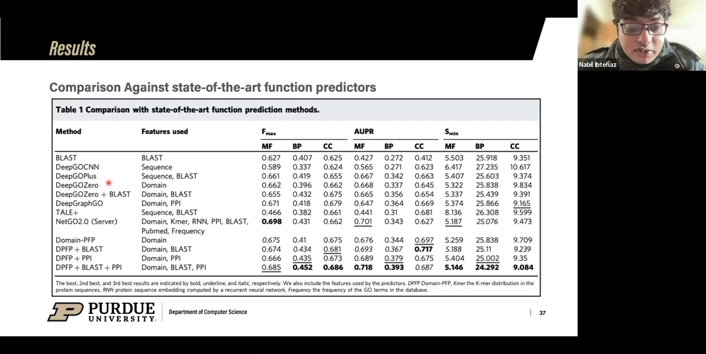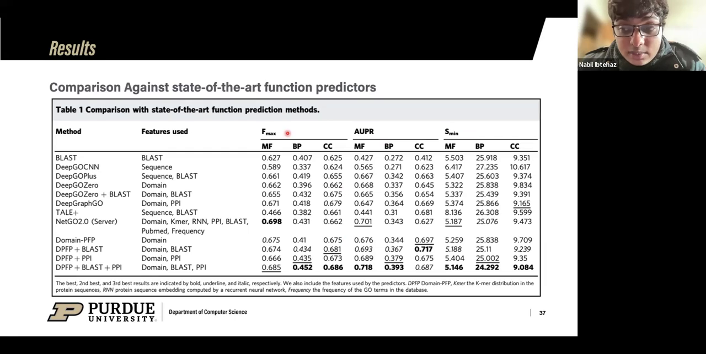DeepGO-CNN and DeepGOZero, these two methods, and we can see that our Domain-PFP actually performs better in terms of Fmax. For MF, from 0.662 we have 0.675. For BP, from 0.396 we have 0.41. For CC, we have from 0.662 to 0.675. And this is also consistent in terms of AUPR and in terms of Smin.